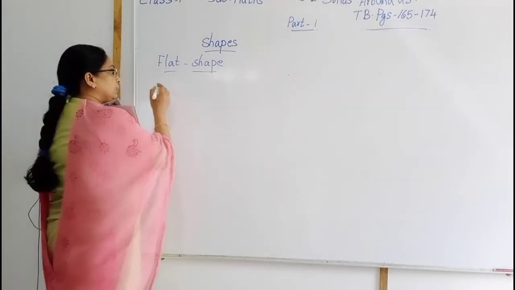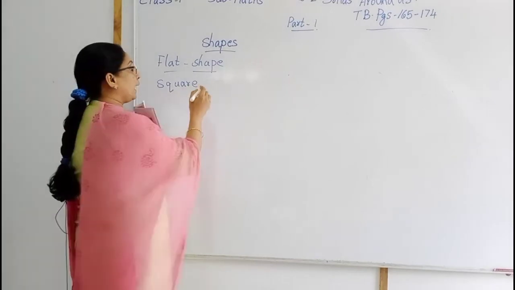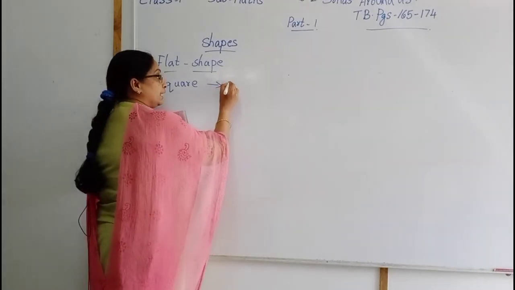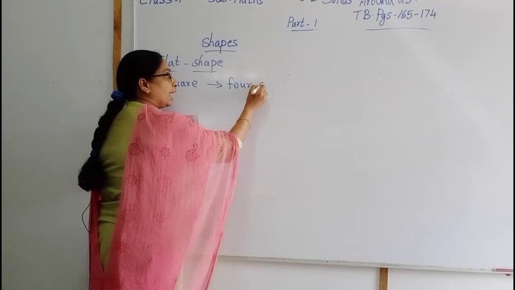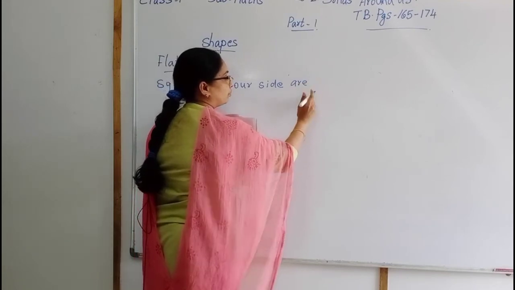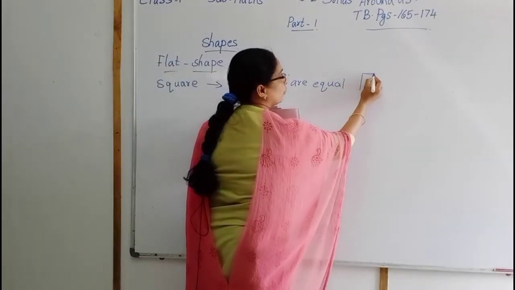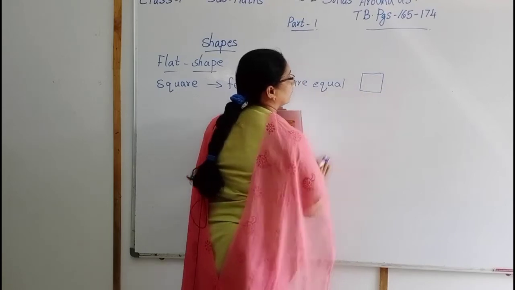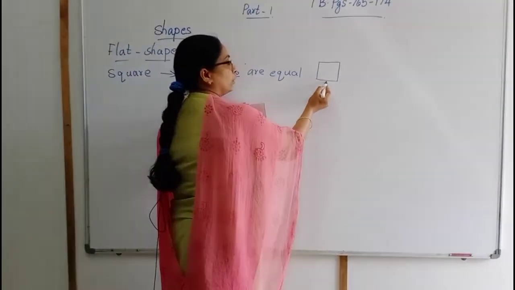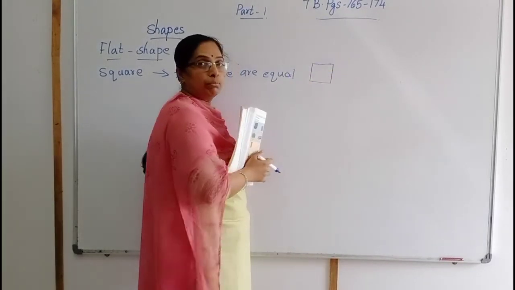Say here square. First one is square, S-Q-U-A-R-E. Square. One more thing, a square has four sides. How many sides? Four sides are equal. See children, four sides are equal. This is the square shape. 1, 2, 3, 4. How many sides? Four sides. This is the same and this is also the same. Same size.